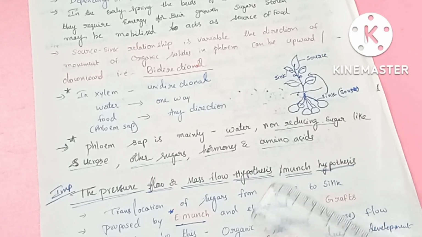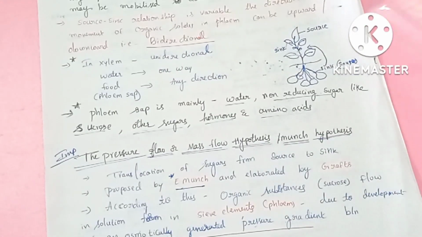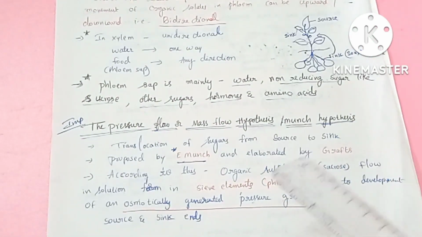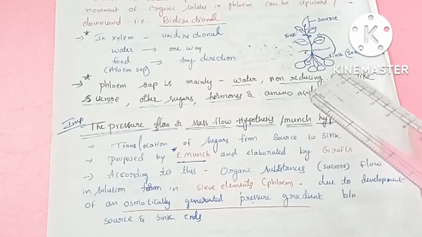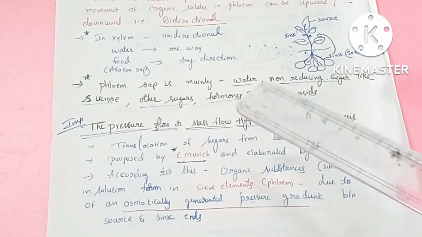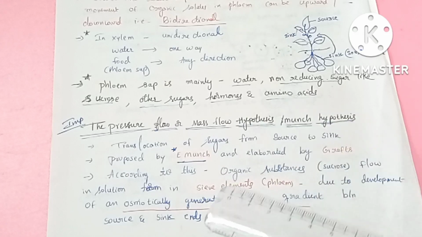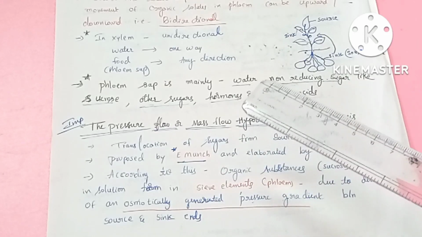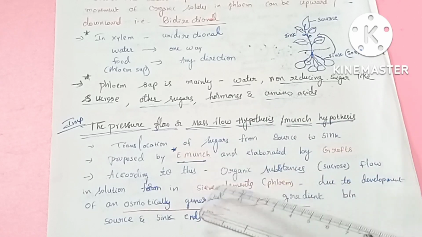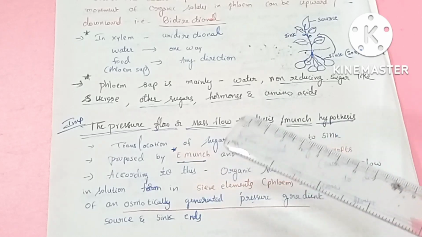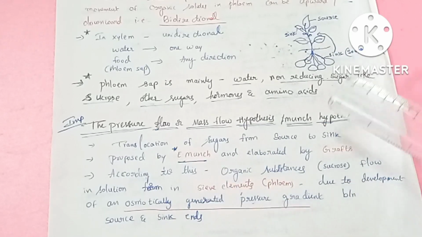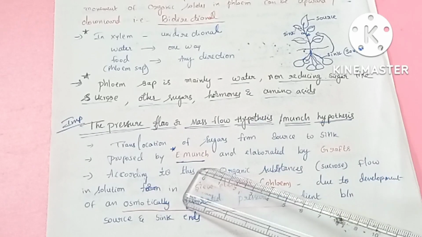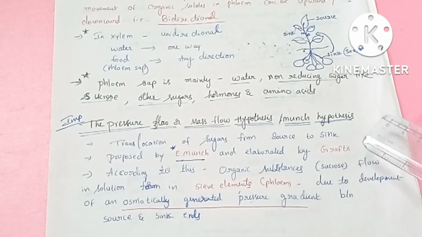And the next one we will see is the pressure flow hypothesis, or mass flow hypothesis, or Munch hypothesis. This pressure flow hypothesis explains the translocation of the sugars from the source to sink. This hypothesis was proposed by Munch. Hence this hypothesis is also called the Munch hypothesis. This hypothesis was proposed by Munch and elaborated by others.